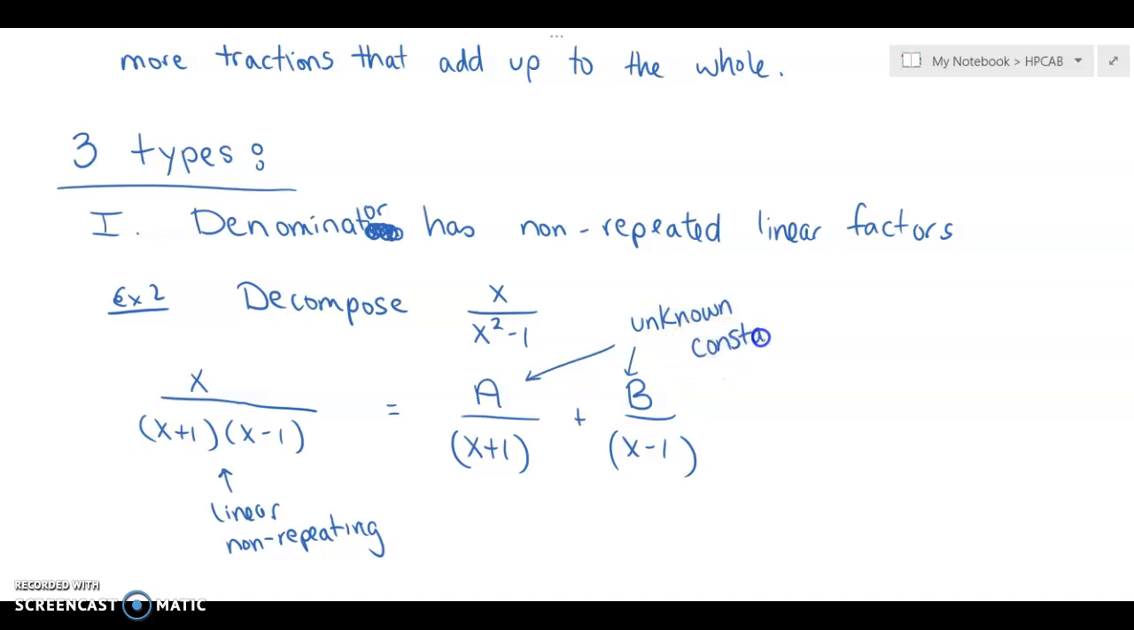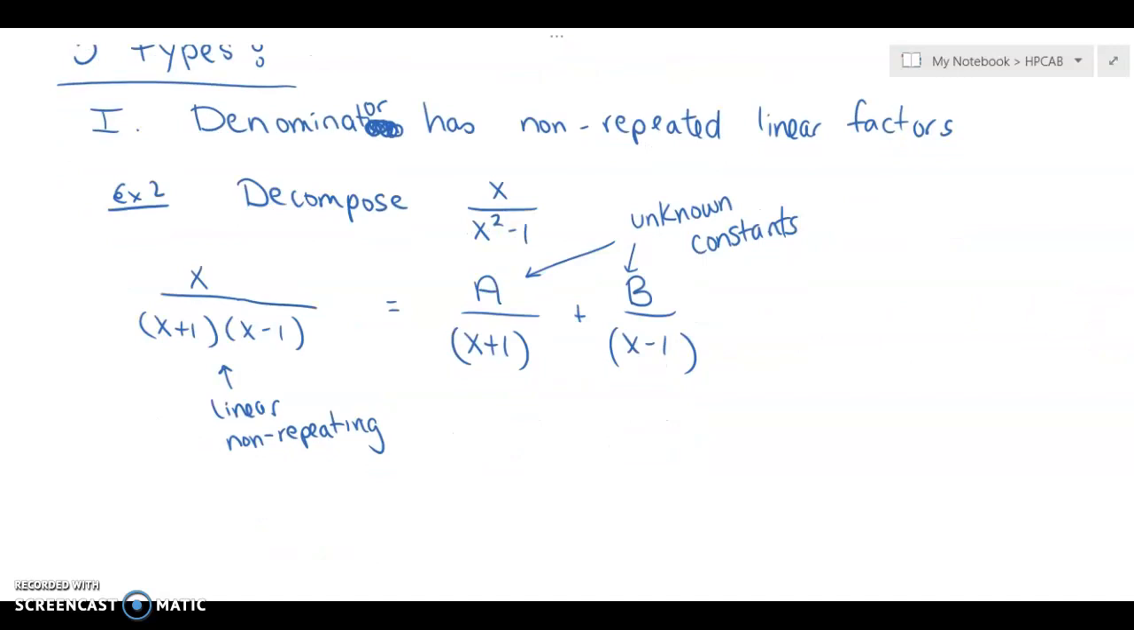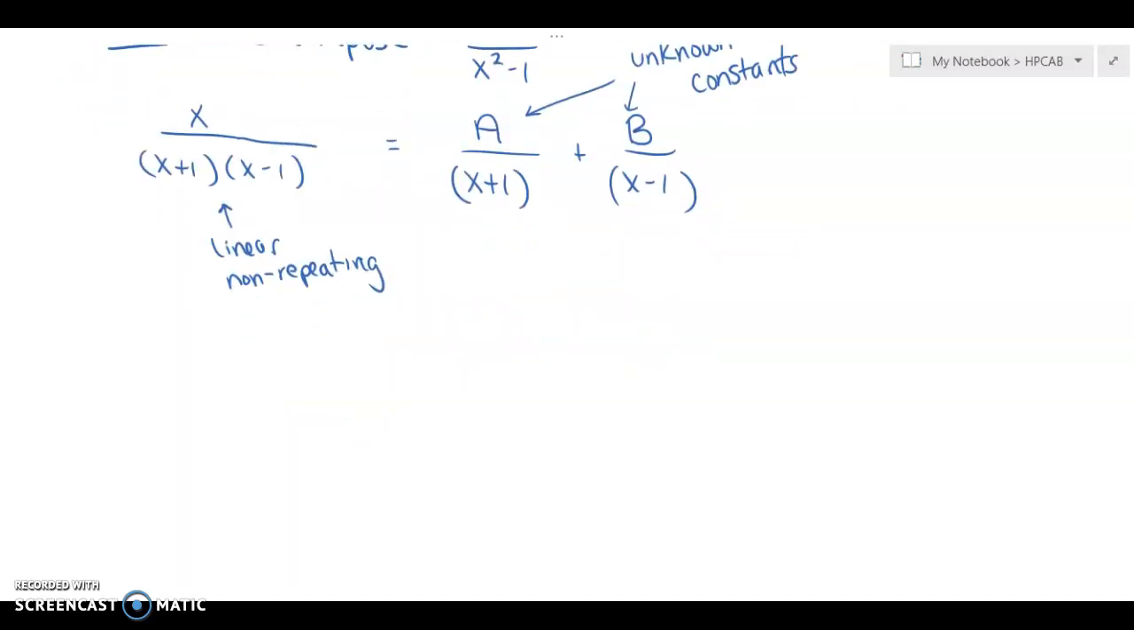Unknown constants. All right, and so I'm going to teach you one way to do it today, and then in the next video I'll show you an alternate way to do it that won't always work, but it is a little bit shorter. But for today we're going to do it this way. So what you're going to do, the very first step, is you're going to clear the fractions.